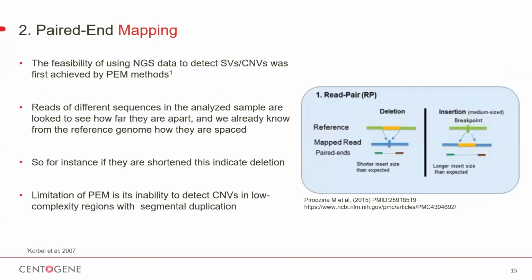The second method is paired end mapping, which was the first method innovated to detect copy number variants through the NGS platforms, depending on detecting the distance between two segments of DNA. And we already know from the reference genome how far apart they are. So if the distance between them is shortened, it indicates deletions; if they are farther apart, it indicates insertions. The limitations, of course, are that it is a low performing tool in repetitive regions, complex regions, and also with duplications of small size.